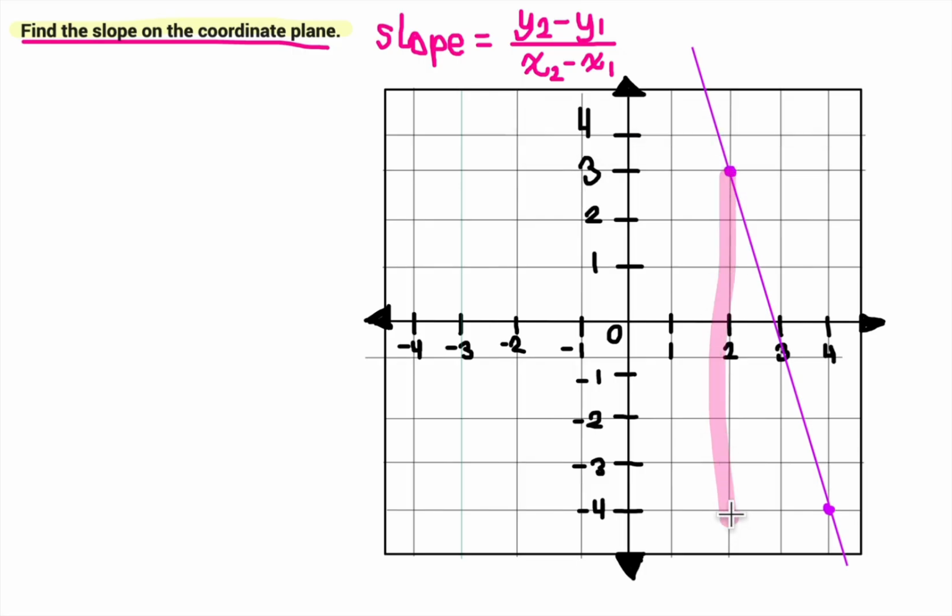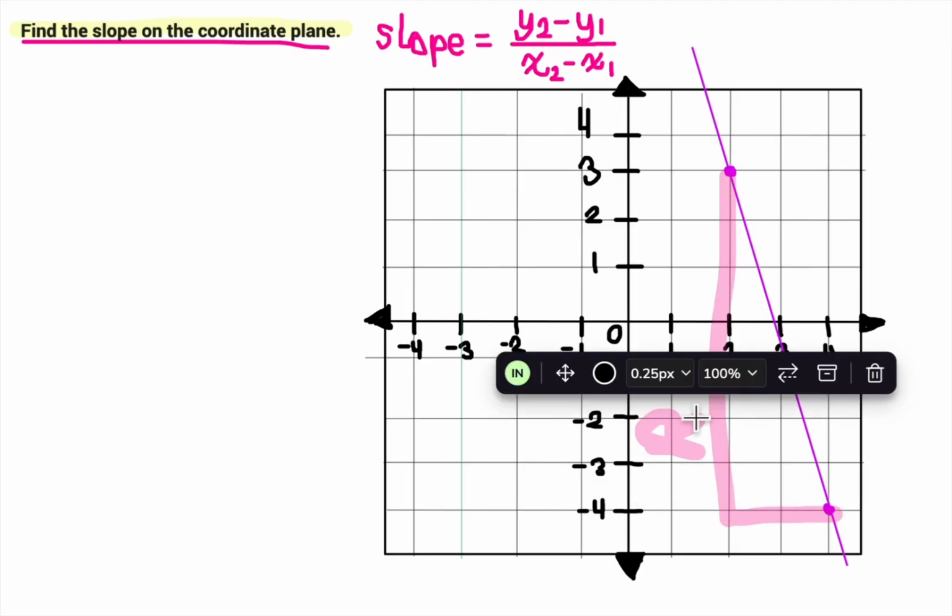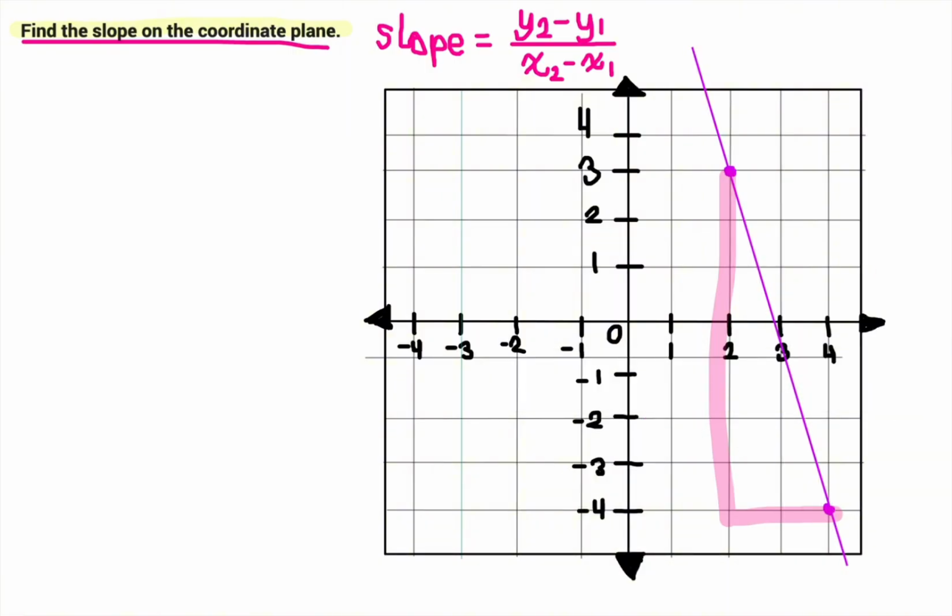As you can see, we have these 2 points, and you can draw a right triangle. The vertical line of the triangle we are going to call our rise. Our rise basically represents our y coordinates on the coordinate plane, and our run, which is the horizontal line, represents our x coordinates on the coordinate plane.